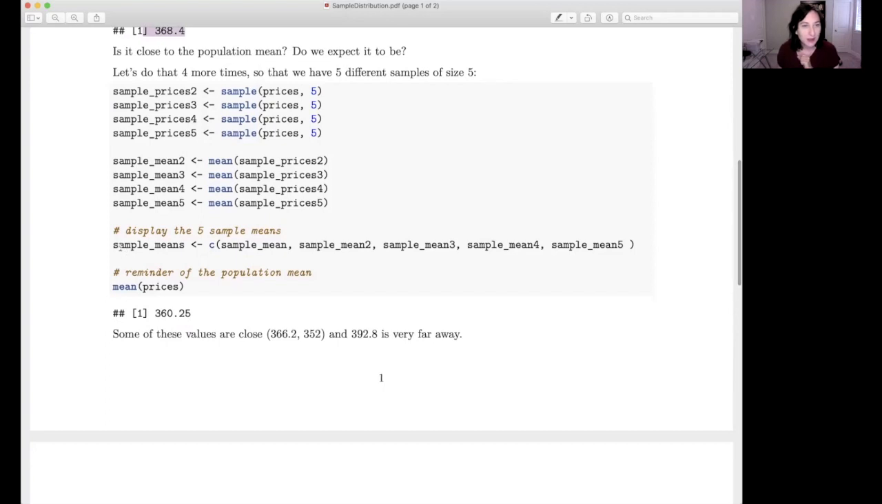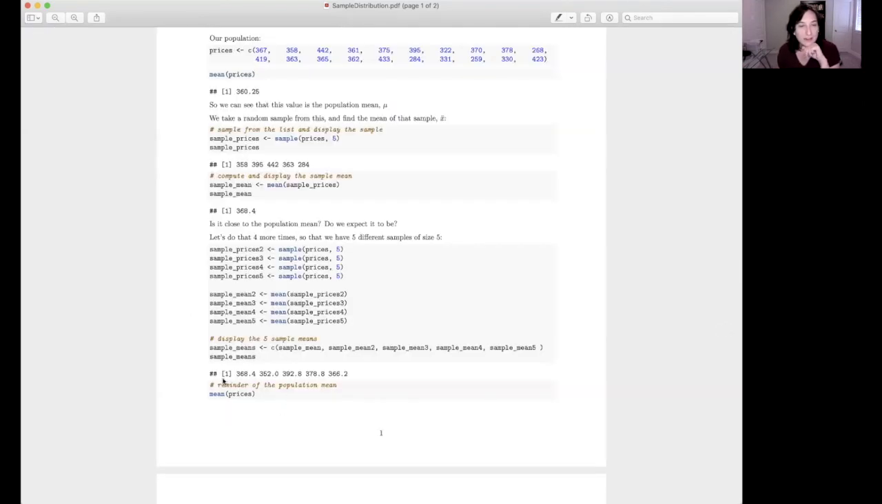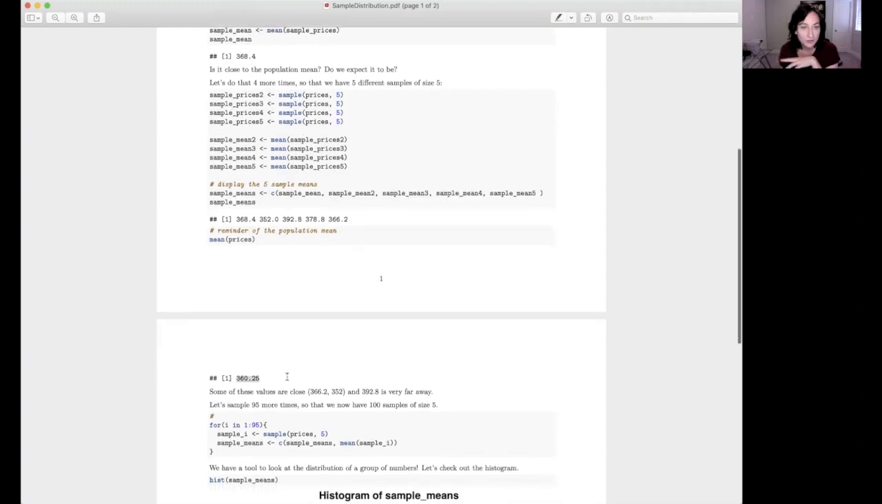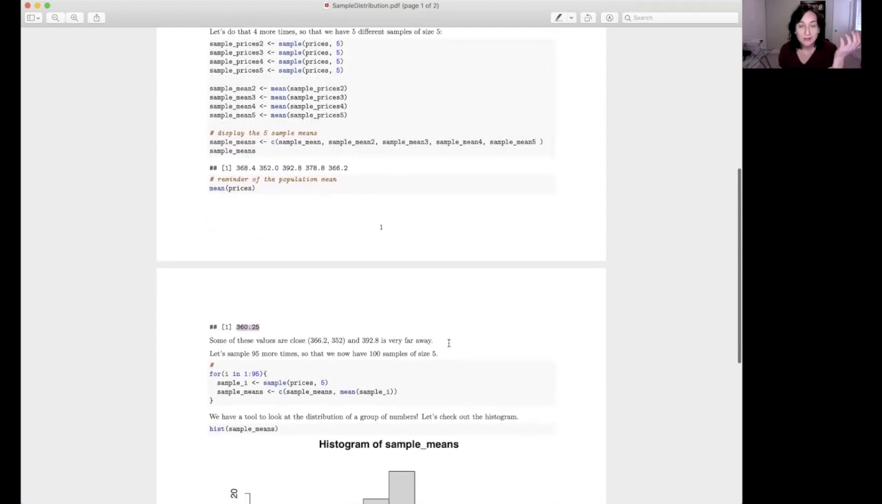I forgot to display them. I'll go fix that in a minute. But the values, I will tell you now, and then I will pause and go fix it, are close, and one of them is very far away. All right, I fixed my code, added a line, and now we can see the display of these 5 sample means, right? 368, the one from before, 352, 392, 378, 366. I would call that scattered around the true value, right? Remember that our true value is 360. Some of them are close, some of them are far.